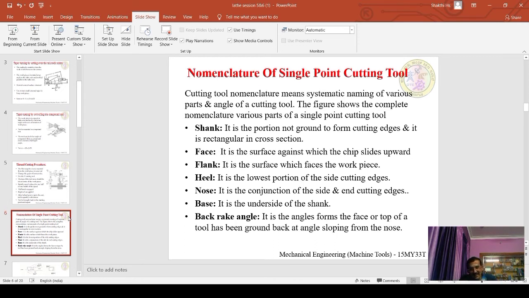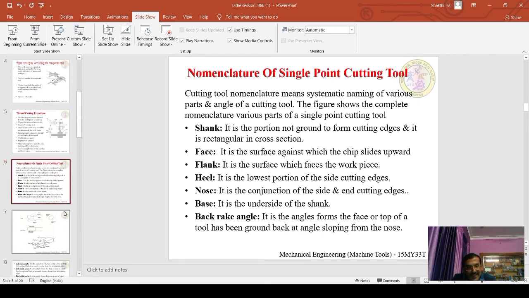The next one is the base. It is the underside of the shank. The next one is the back rake angle. It is the angle at which the face or top of the tool has been ground back, sloping from the nose, as shown in the figure. This is very important for turning in the machine shops or workshops.